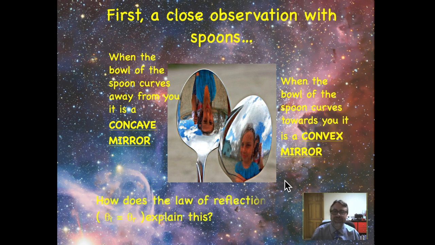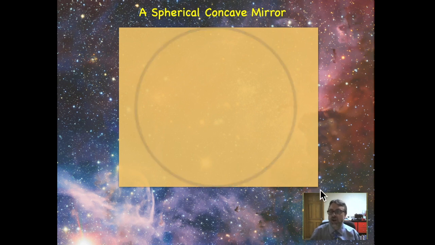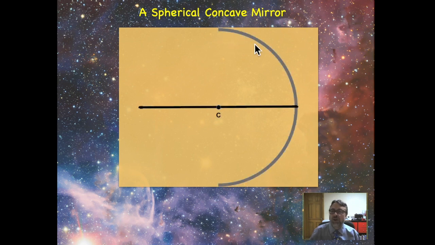Now the question is, how is something as simple as the law of reflection going to explain two different types of images? And that's what I'd like to explore now. So let's start with a spherical concave mirror. Now, the reason why we call them spherical is imagine that I start with a sphere represented by this circle. Well, I'm going to cut a piece of this sphere out so I have a curved surface on which to make a mirror. So here, this half circle actually represents half a sphere mirrored on this inside.